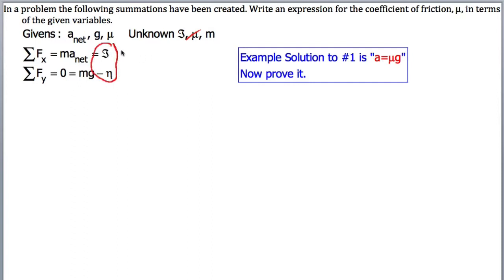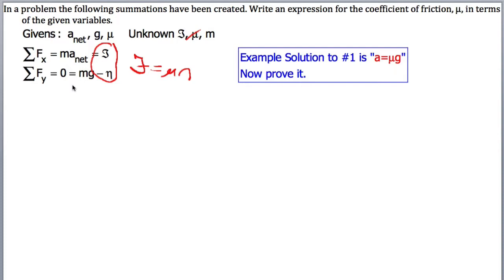And because I have those two, I know that I can use a third equation. That third equation will tie these two together, and that's going to be the friction equation, or the fun equation. That's equal to mu times eta. So now that I have that, what I can do is a lot of substitution. In this problem, I'm going to show you the method of substitution.